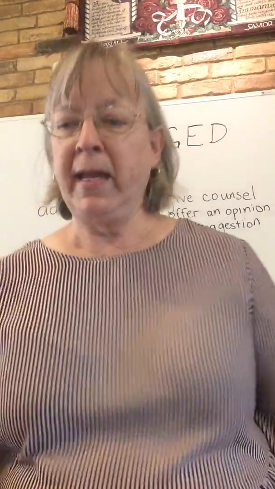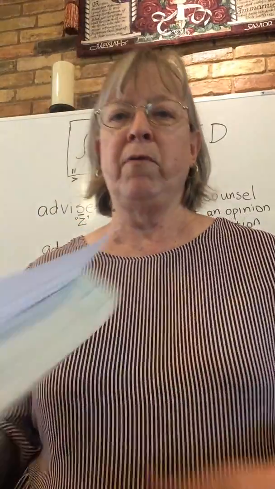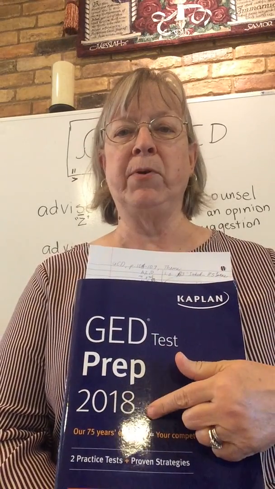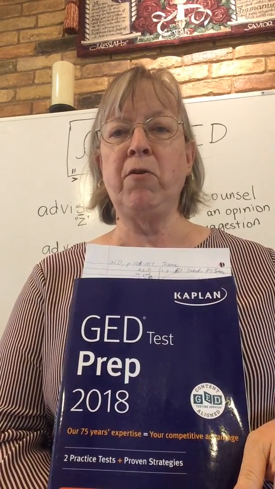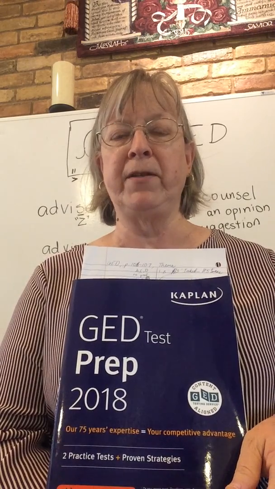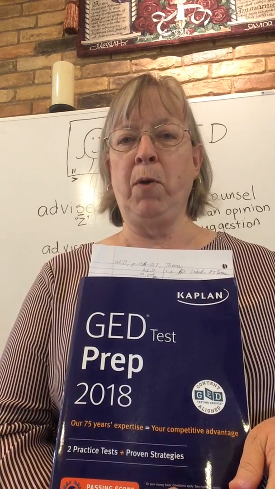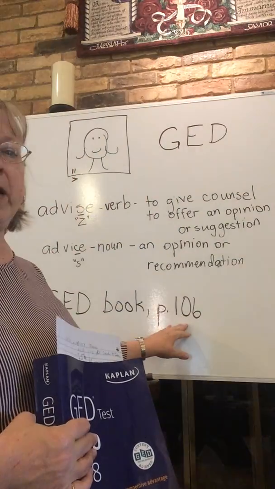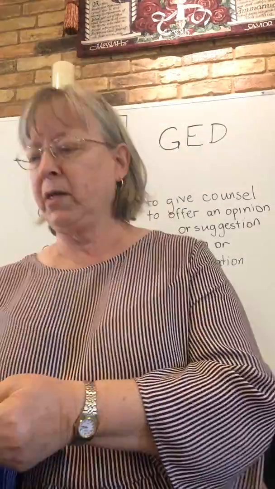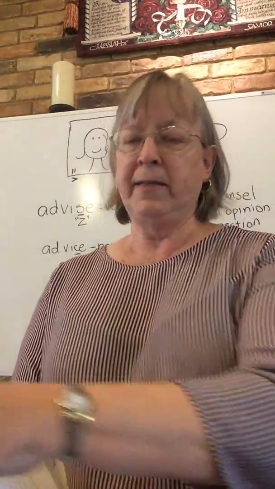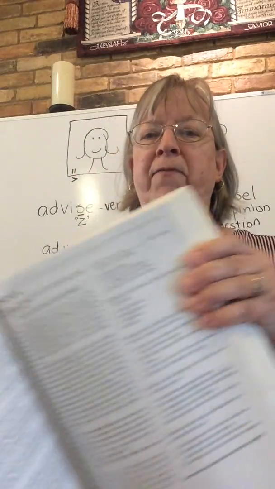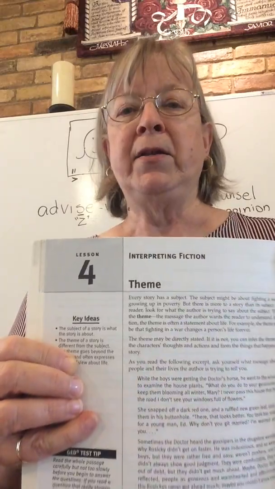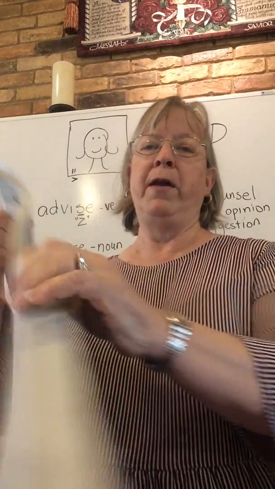Now we're going to be working in our GED book. If you'll remember, we're in the GED Prep 2018 book. So if you have a different year, your page may be a little bit different. But this is the book we're working in. And we're on page 106 in this book. It is the lesson under Interpreting Fiction for Theme. So this is the page that we're on.